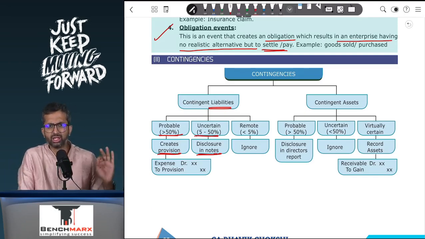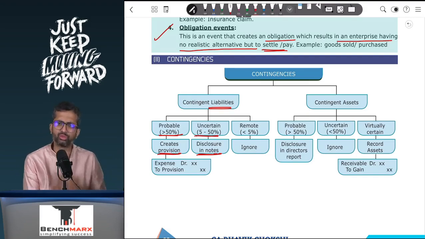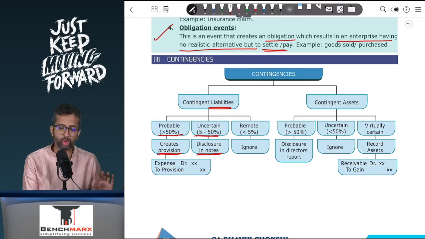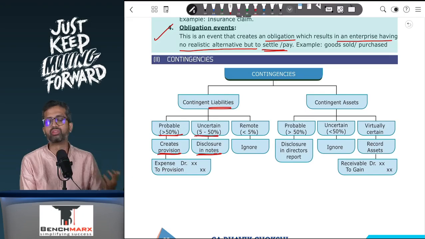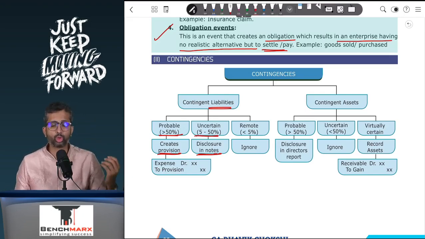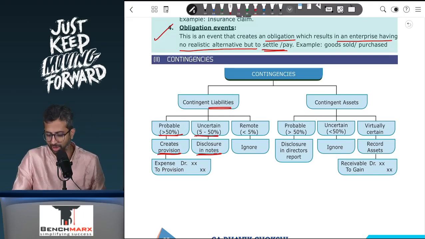And as a result, over here, we believe that someone is suing us during the year. However, we are pretty sure that we are going to win this case, and hence the payment is remote. It's not even uncertain, it is remote, it is highly unlikely. In which case, you will not even give a disclosure. You don't want to burden the readers with unnecessary information, and hence you will ignore.